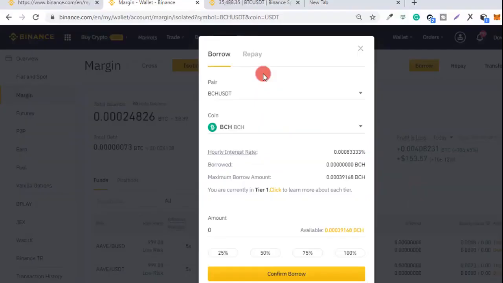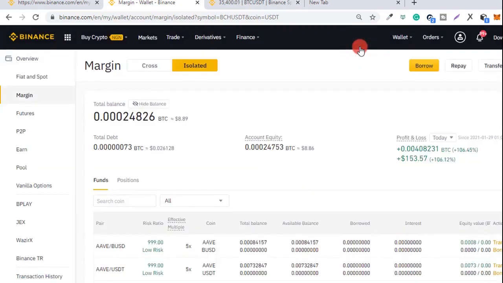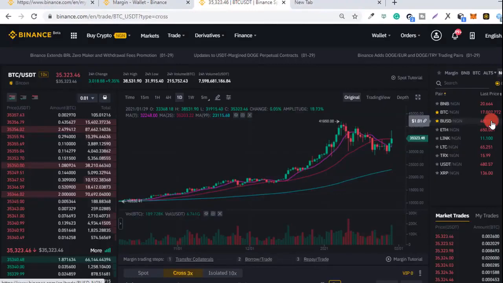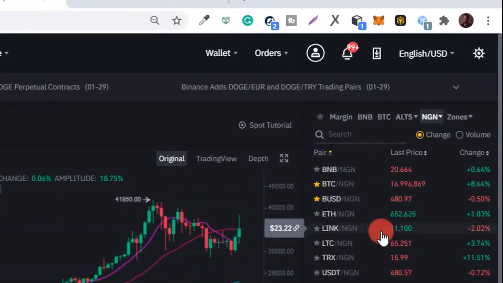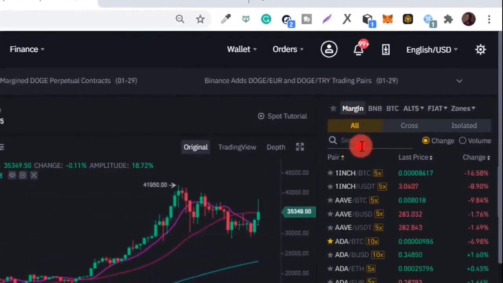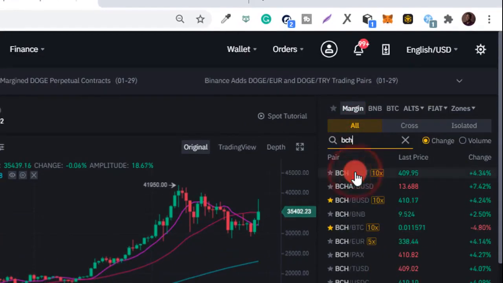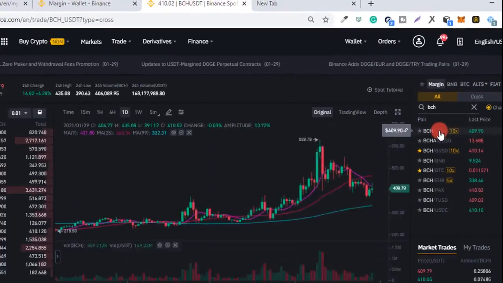Once I clicked on start trading, it brought me to the BCH USDT isolated margin wallet where I can actually borrow. Before I click on borrow, I'm going to close this. I would head over to trade and click on margin. It brought me to the Binance Classic trading view. So I'm going to click on margin because I want to do margin trade. I'll click on BCH USDT 10x, and I'm going to choose.